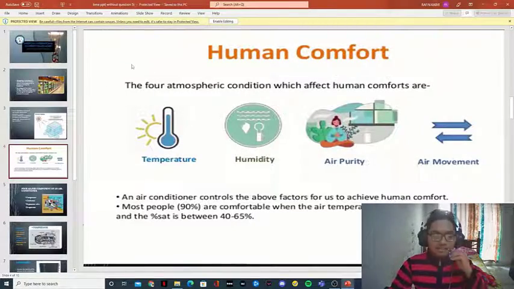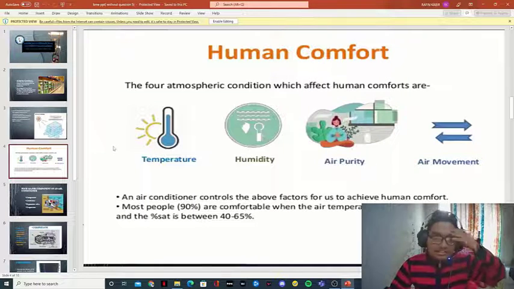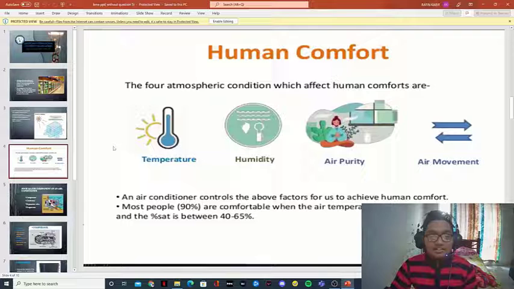Assalamu alaikum. My name is Rafin Kabir and I will talk about human factors, the four factors that affect human comfort. So the first one is temperature. The ideal temperature is 21 degrees Celsius. When the temperature of the surroundings is more than 21 degrees Celsius, heat enters from outside to the human body and the temperature of the body increases. This makes us feel hot and uncomfortable.